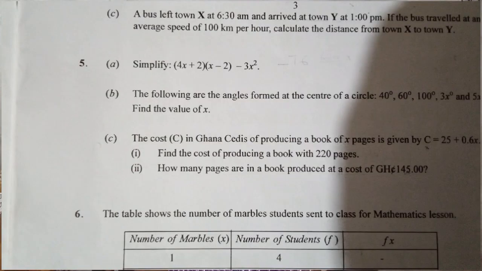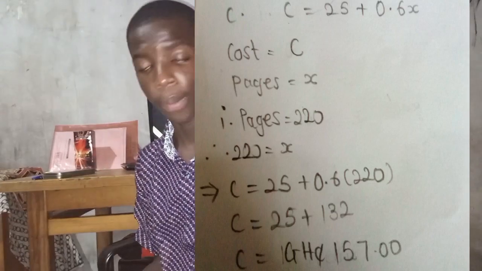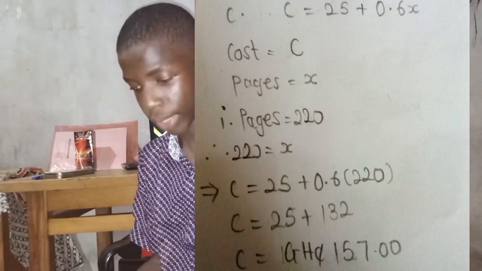5c. The cost C in Ghana cedis of producing a book of x pages is given by C is equal to 25 plus 0.6x. (i) Find the cost of producing books with 200 pages. So our pages is x. This one is just like substitution. So we just substitute our figures that we have over there.